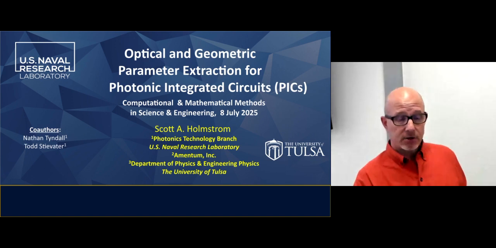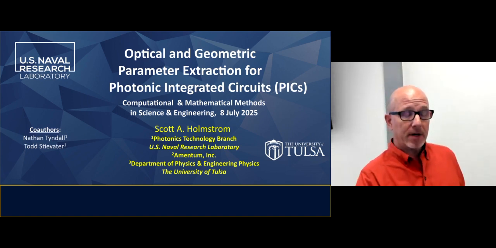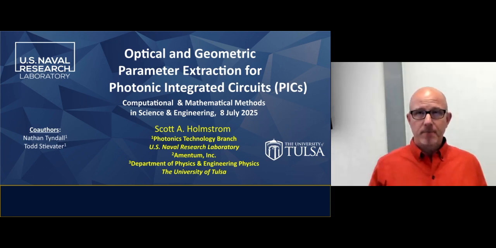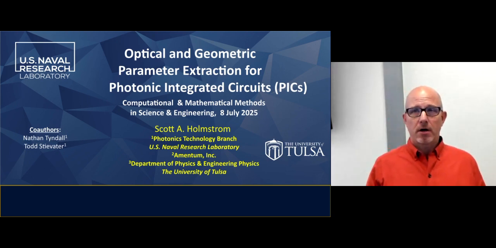This year my talk is titled Optical and Geometric Parameter Extraction for Photonic Integrated Circuits. Photonic integrated circuits are miniaturized optical systems that are created in thin film transparent materials. These are often described as optical systems on a chip.